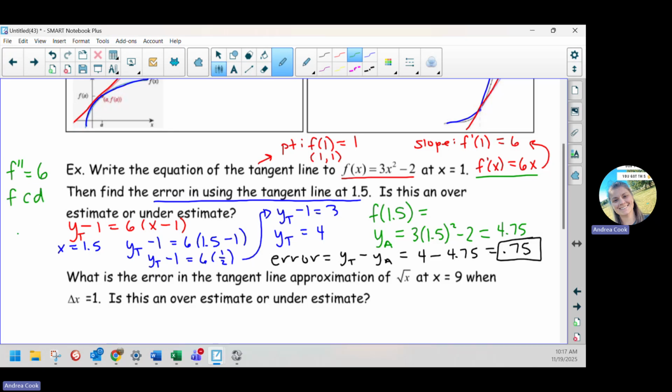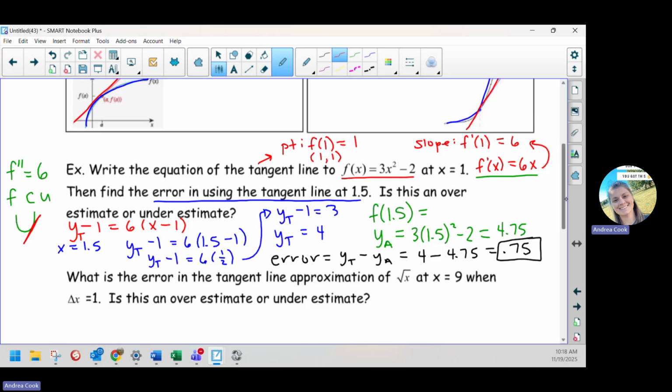So if I'm concave down, oh, sorry. The positive means concave up, not concave down. I apologize. Positive means our original function's concave up. And if you think about it, this is a quadratic that opens up, so it is concave up. So that means when I draw a tangent line, it's going to be underneath. So it's going to be an under approximation.